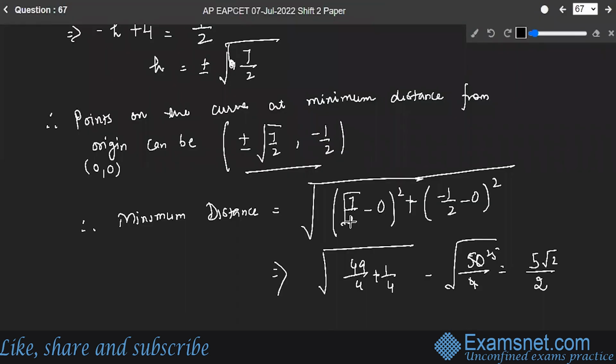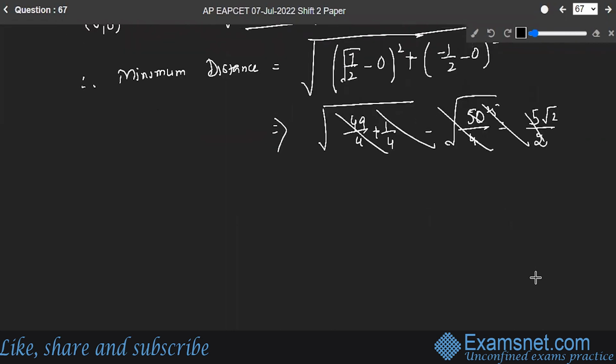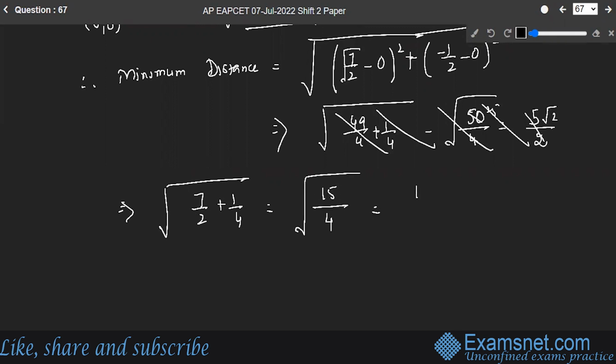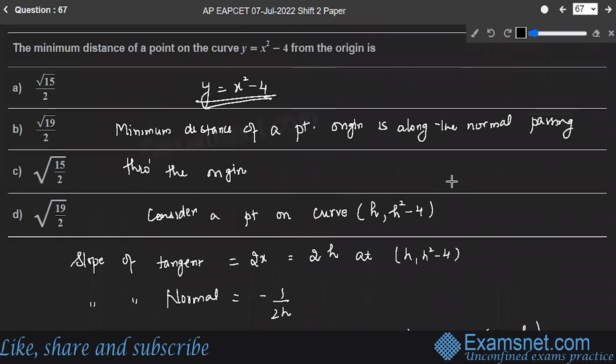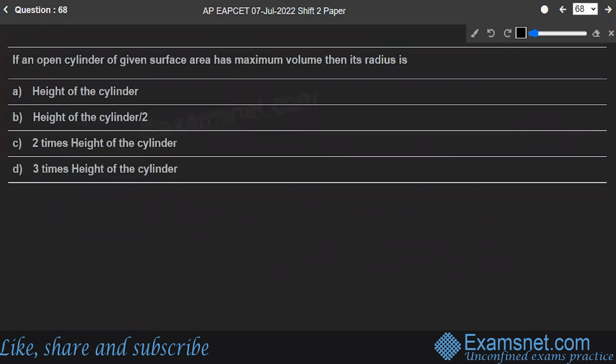There is a small mistake. Actually, this was root 2 and this whole thing will change now. So this will be equal to 7 by 2 plus 1 by 4. So let's take the LCM. It will be 4. So 14 plus 1, 15 by 4, so root of 15 upon 2. This is the minimum distance. So option C is the correct answer. Hope you're clear with this. Let's move to the next question, number 68.